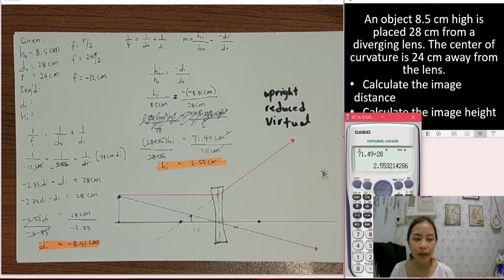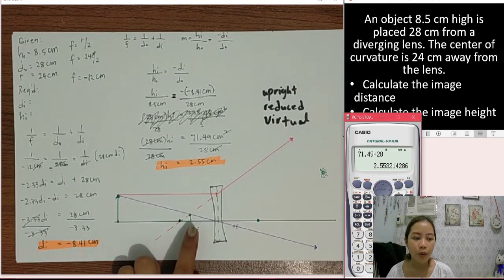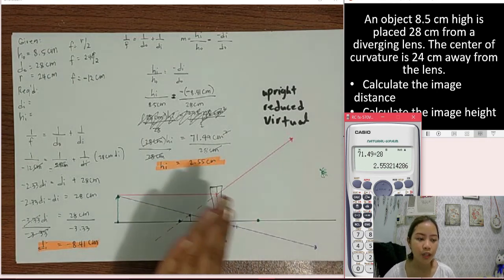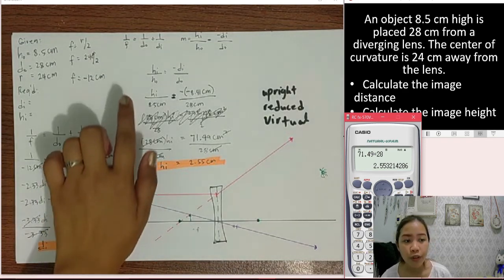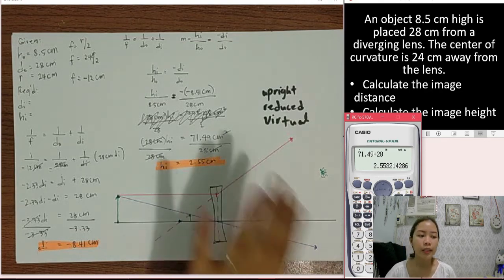So, basing on our values, if we look at it, our height of the image is positive. So, therefore, our image should be upright because it is located above the optical axis. And then the DI is negative. So, since our DI is negative, the image is located on the side of the object. It is on the negative side, not the positive side. Okay. Next, what else? For the focal length, this is negative because we're using a diverging lens. And also, it is negative because the distance we measured earlier is on the negative side. Okay. So, I hope you understood. So, that's for our type of image.